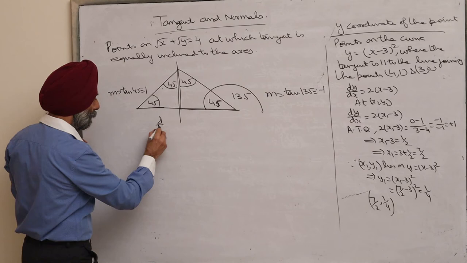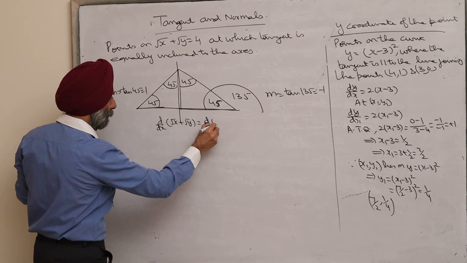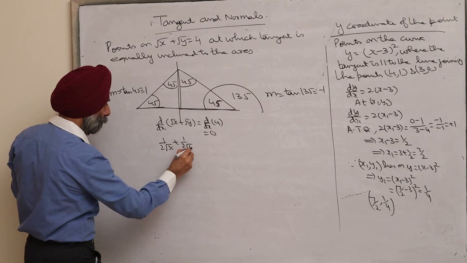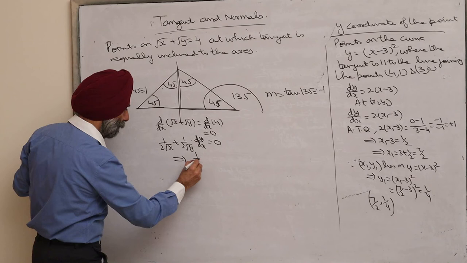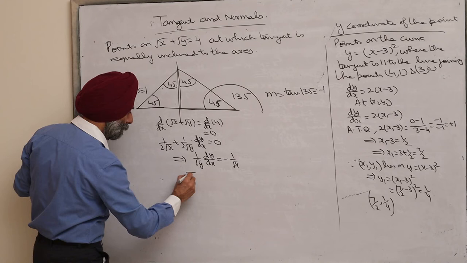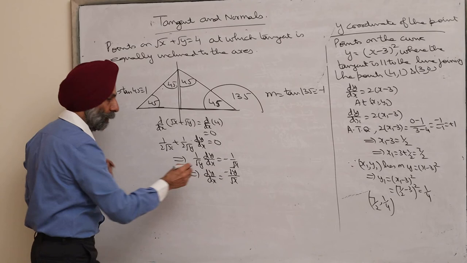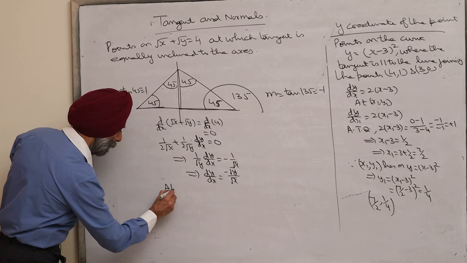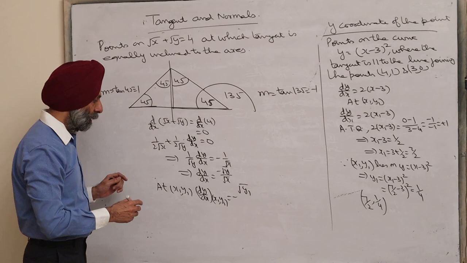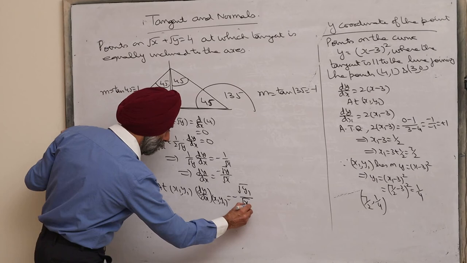Now d over dx of under root x plus under root y is equal to d over dx of 4, that is 0. So 1 over 2 root x plus 1 over 2 root y into dy over dx is equal to 0. This implies 1 over root y dy over dx is equal to minus 1 over root x, or dy over dx is equal to minus root y upon root x. Since the question is to find the points on the curve, at x1, y1, dy over dx is equal to minus under root y1 over under root of x1.